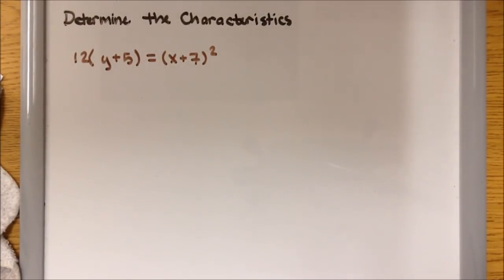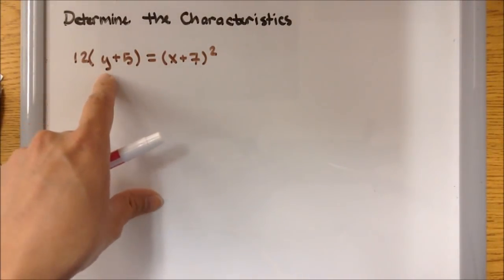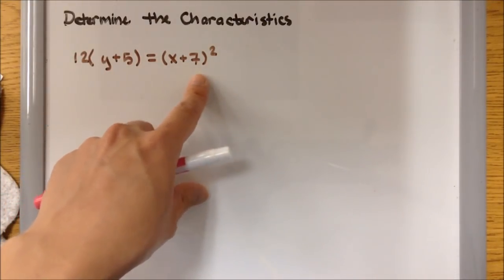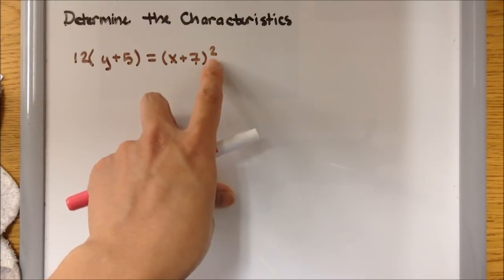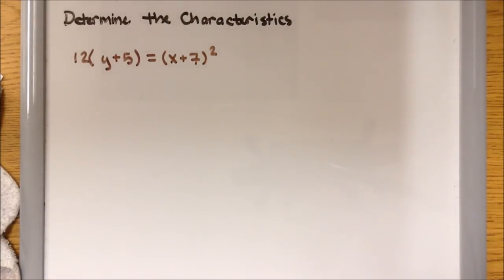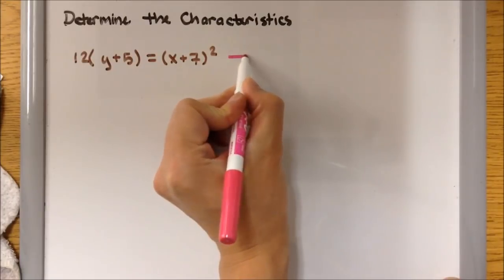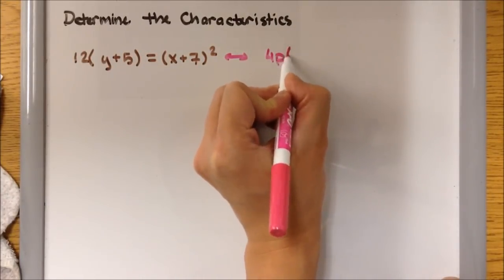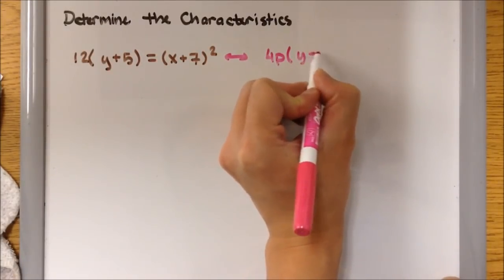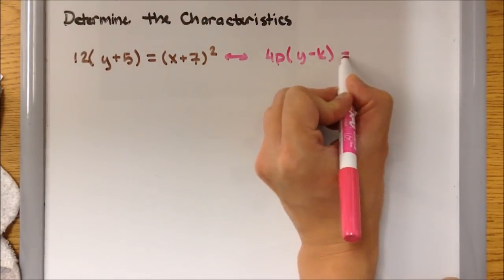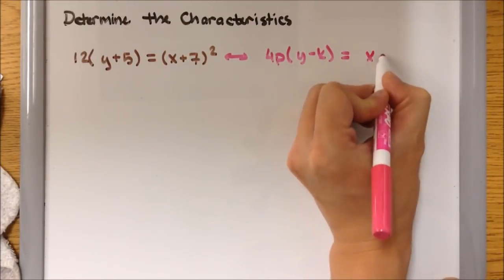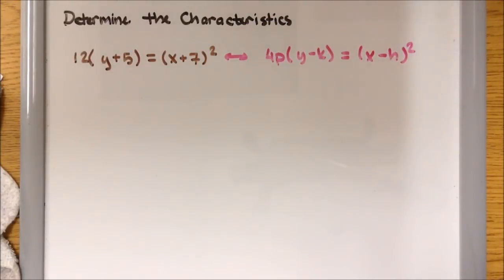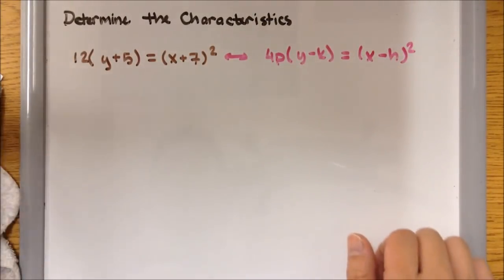In our first example, we have 12 times y plus 5 equals the square of x plus 7. We have the square on the x, so it's the form 4p times y minus k equals the square of x minus h. The first thing we're going to do is find the vertex.